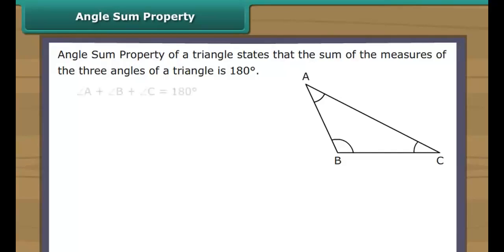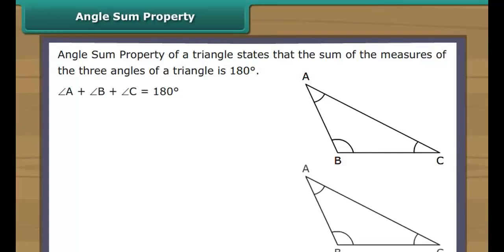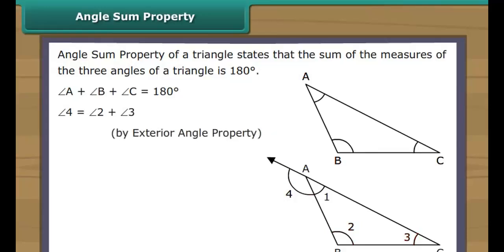In the figure, angle A plus angle B plus angle C is equal to 180 degrees. Let us now prove the angle sum property of a triangle. Extend angle BAC. Angle 4 is equal to angle 2 plus angle 3 by exterior angle property.